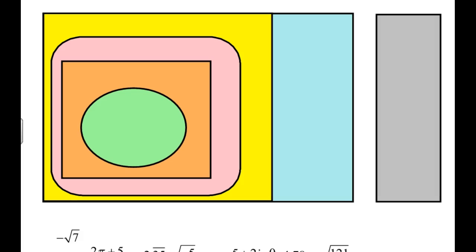So let's organize this into a Venn diagram. I think it'll help us. All of these numbers here in this rectangle are real numbers. In this rectangle we have our imaginary numbers. And there are two types of real numbers. There are rational numbers and irrational numbers. A type of rational number is an integer.